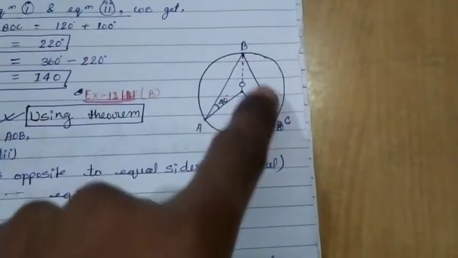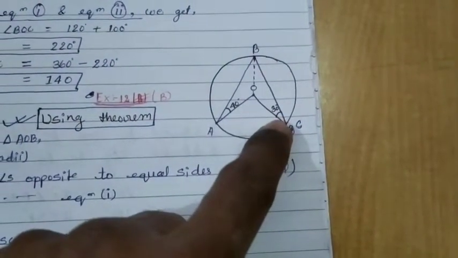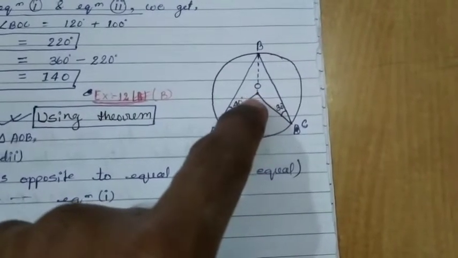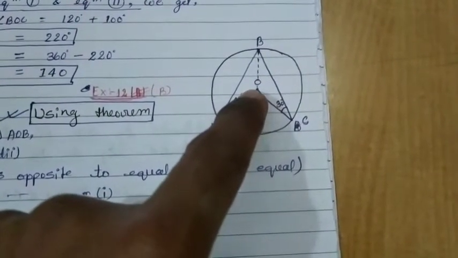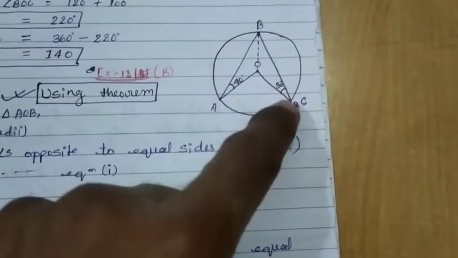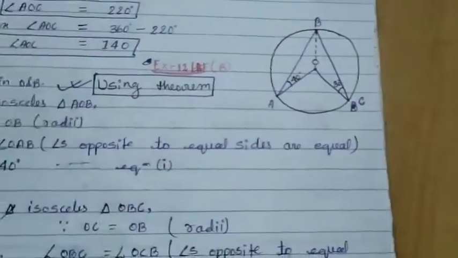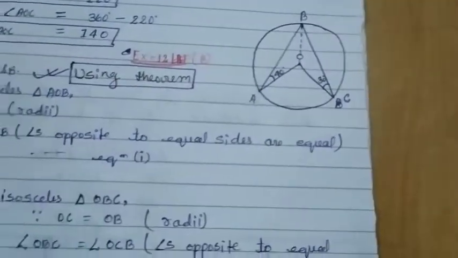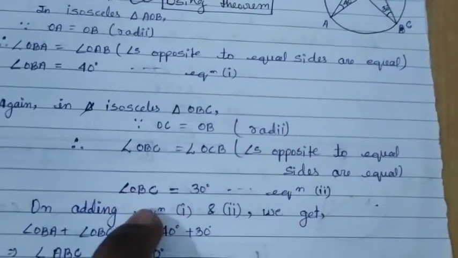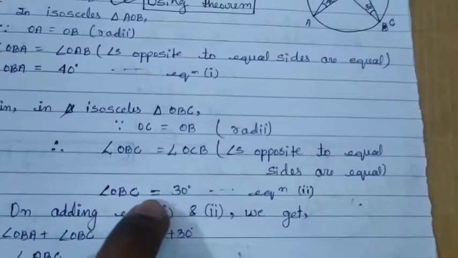Here OBC. I always say that if you need to draw individual figures, then you can. So if you need to draw triangle OBC, then you can do. In triangle OBC, it is isosceles, as OB and OC are the radii of the circle. Similarly, the same theorem, the same logic we need to apply, and then we get angle OBC is equal to 30 degrees.